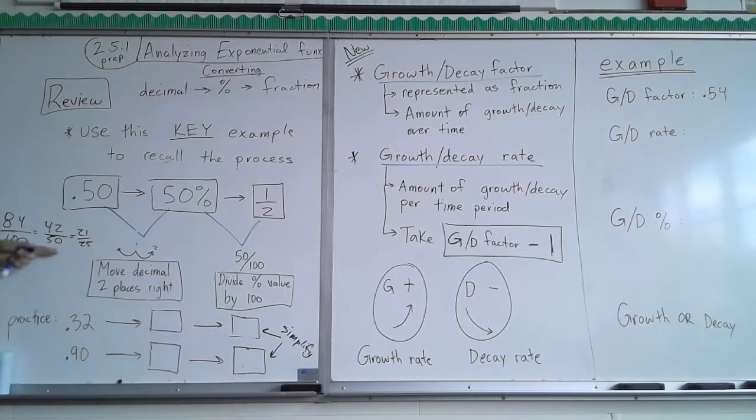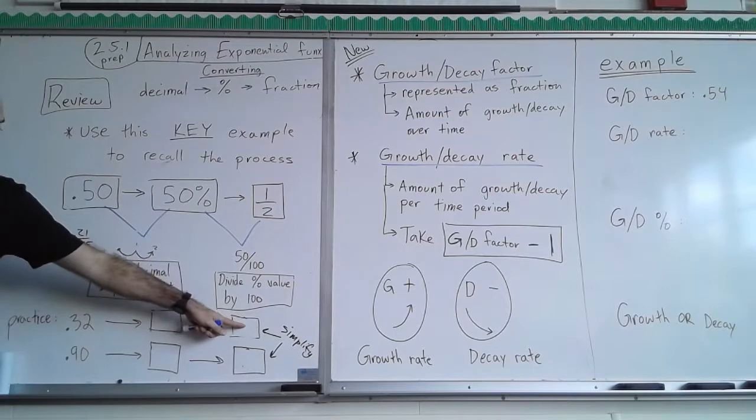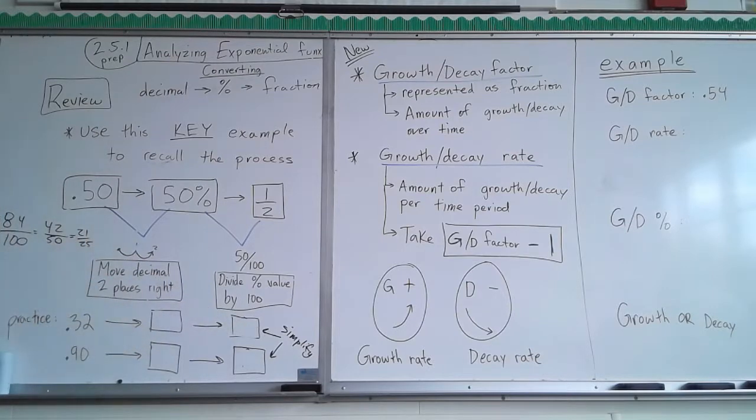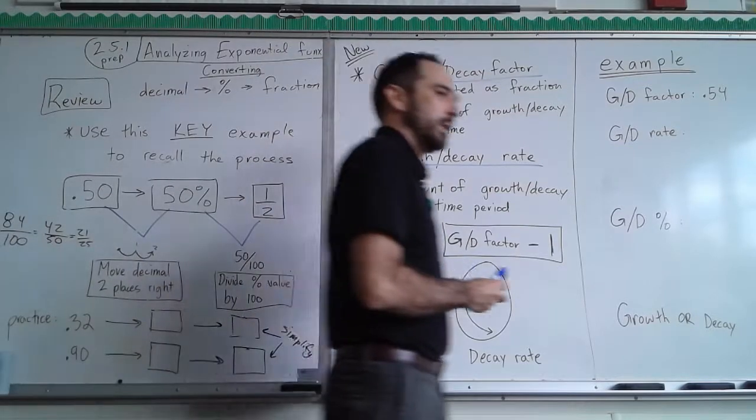25 is 5 and 5. There's no common multiples to divide out. So when we get down to this step, remember we're just putting over 100 and we're just going to reduce. So how about this? 0.32. Go ahead and put the percent on your own and then change it over to a fraction. And let's see if we can get both of those 2 values here.